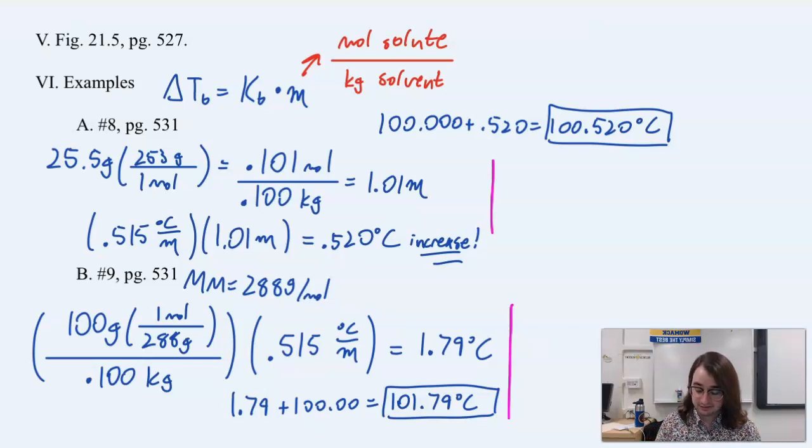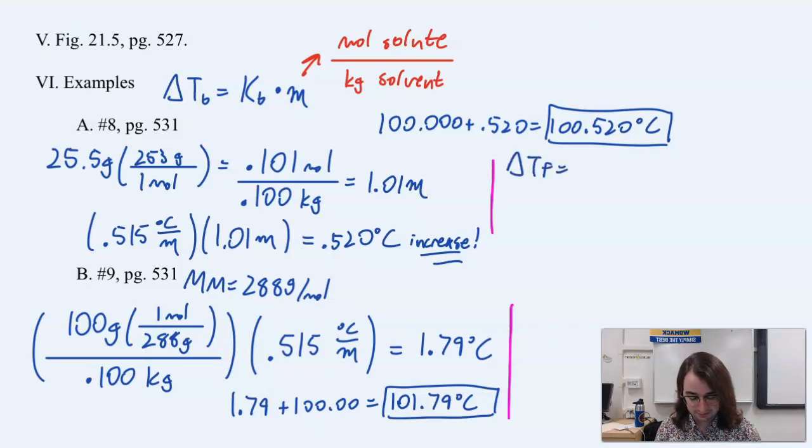Let's try this first example here. Now we're going to compute the freezing point of 25.5 grams of this nitrotoluene in 100 grams of H2O. So the process works very similar, where we're just going to use this equation this time.